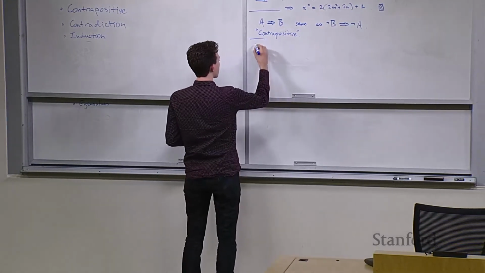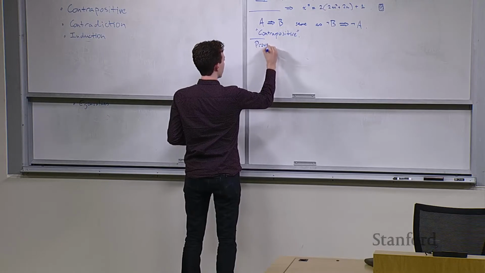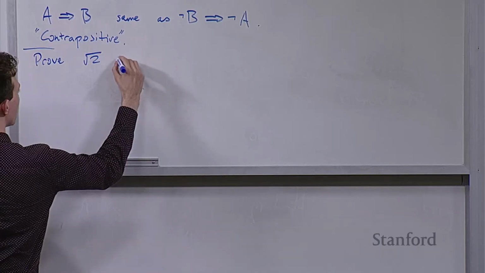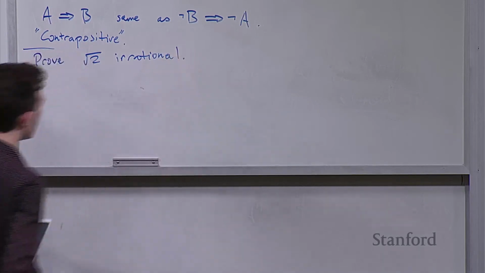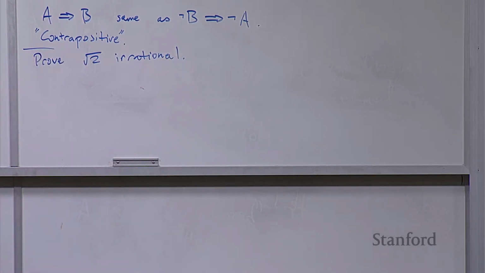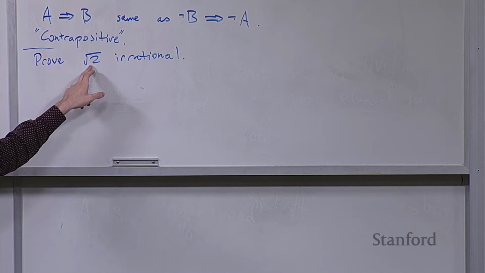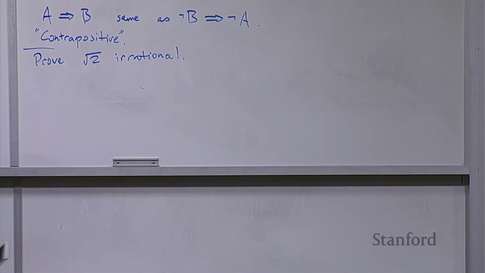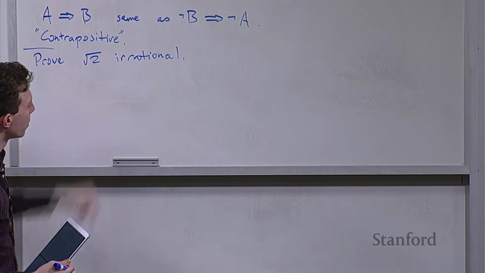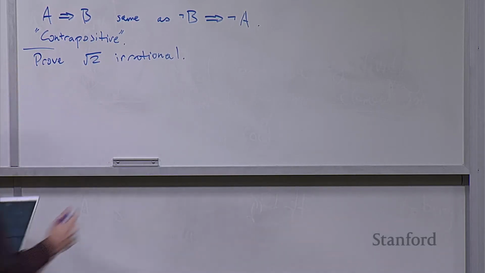A really common example of this is: prove that the square root of 2 is irrational. What does it mean to be irrational? It means that you can't write the square root of 2 as a fraction with whole numbers on the top and the bottom. So we said we're going to prove this by contradiction.